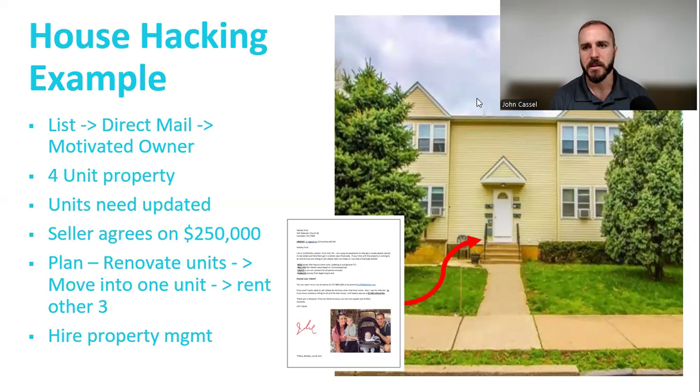You speak to that seller or that owner about the property. You get the details for the property, and then you agree to a price for this property for $250,000 with that owner. So just in general for the property, it's a 4 unit property. The units need some updating, so you'll bake in some renovation costs. Your plan will be to renovate the units, move into one of the units like I discussed, and then rent out the other three. And then the income that you get from that rent will cover a lot of the expenses, and hopefully eliminate most of your living costs.